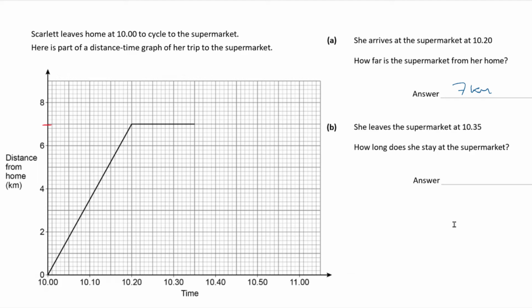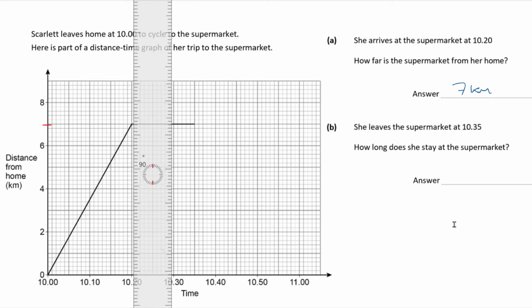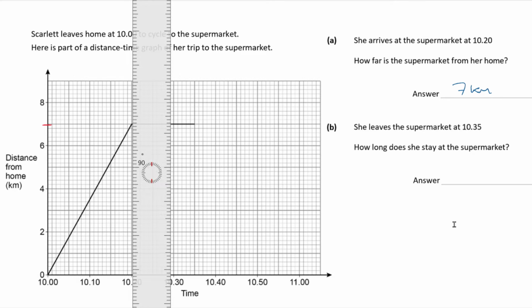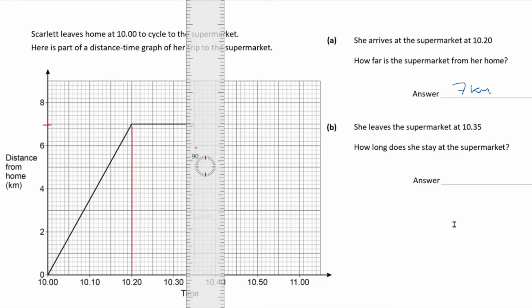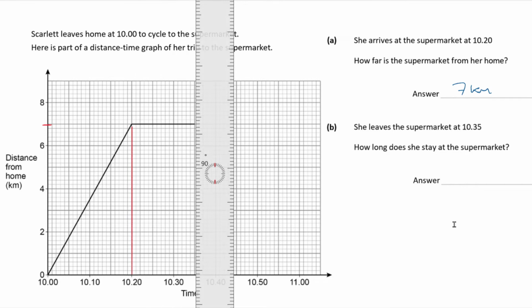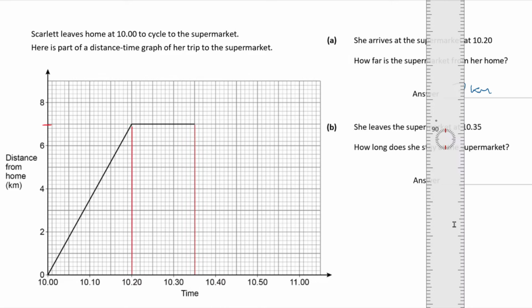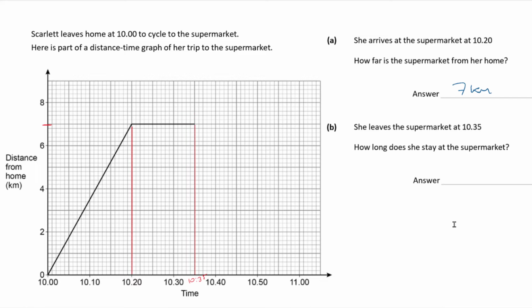Okay, and then she leaves the supermarket at 10:35. How long does she stay at the supermarket for? Well, she stays at the supermarket from this time, which was 10:20, to this time, which was halfway between 10:30 and 10:40. It's going to be 10:35, isn't it? So if she arrived at 10:20 and she left at 10:35, then how many minutes is in between? That's 15 minutes, then, isn't it? So how long did she spend at the supermarket?